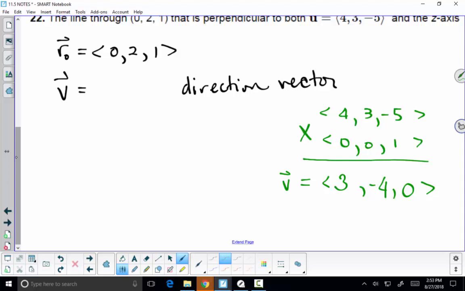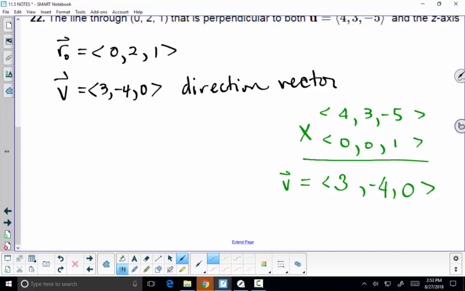You could use any scalar multiple of that, and it would also work. For example, if we happen to get, let's just say, 10, 10, 2, we could divide it all by 2 and use 5, 5, 1. Totally fine. That's still pointing in the same direction.